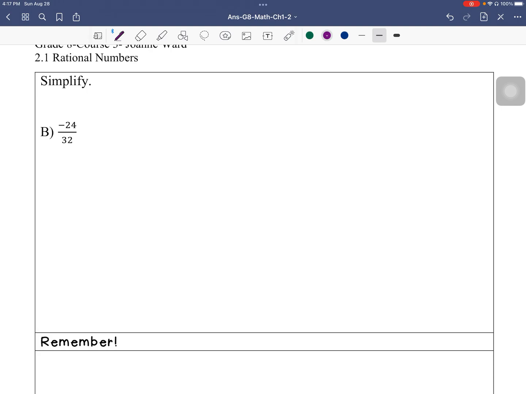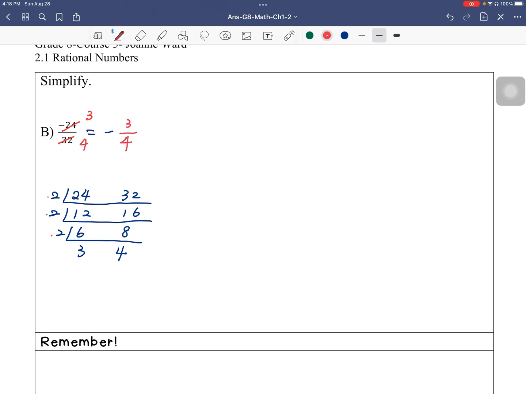To simplify, I got negative 24 over 32, and when I simplify, it will stay negative. So now 24 and 32 have a common divisor. These can be divided by 2 times 2 times 2, which is 8. So negative 3 over 4.